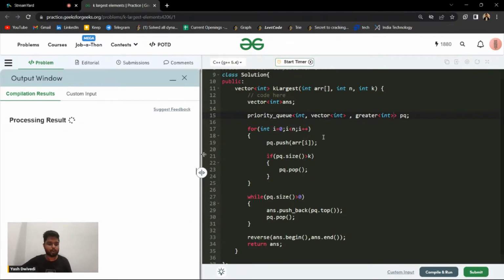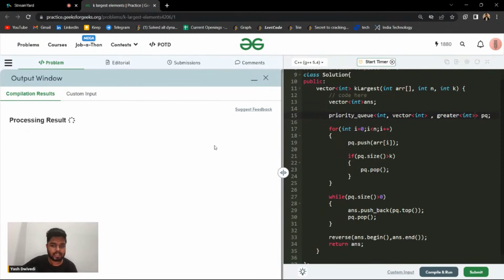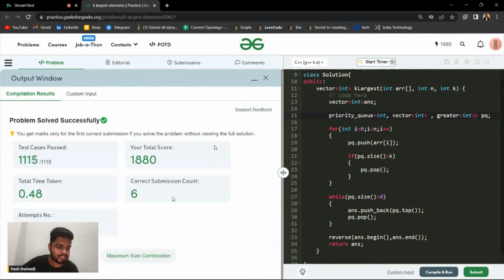Let's try and submit this code to check if the code is getting accepted or not. So you can see that it gets accepted, right?